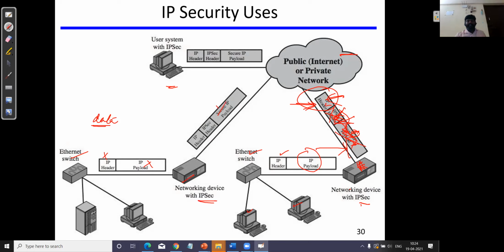This algorithm will apply security to the payload, and again it generates a new header which is kept inside this IP header, which is the IP security header, which gives the information about how the security is applied to the payload, right? Now the receiver will receive the complete information which has been completely processed by the IP security protocol. I hope this is clear.